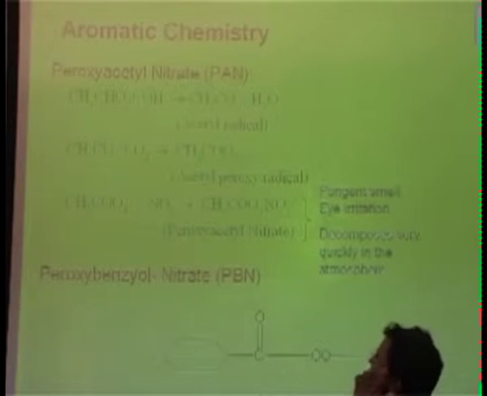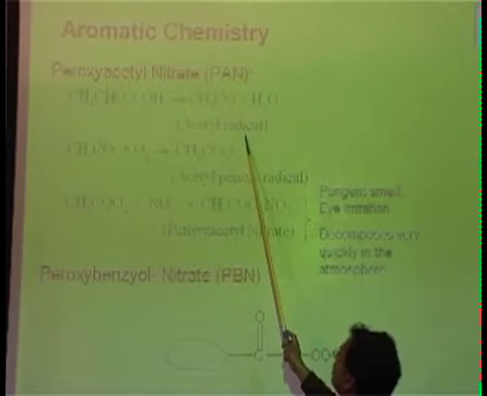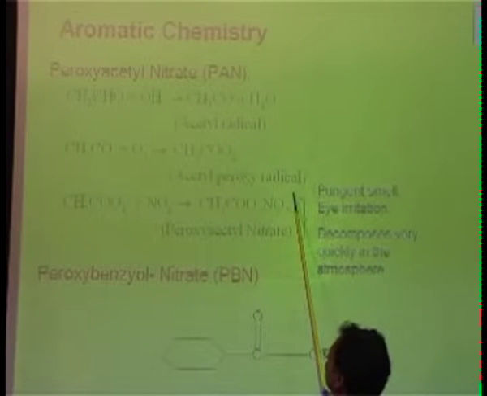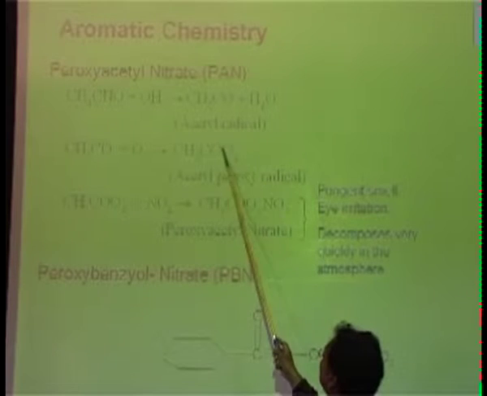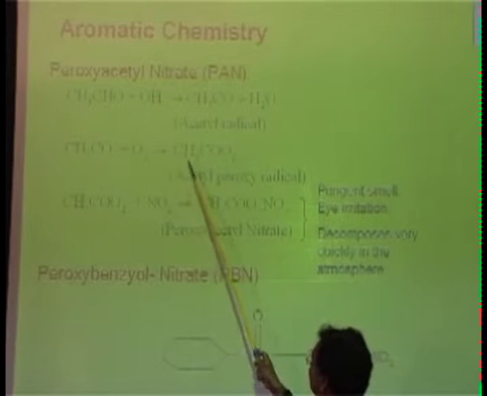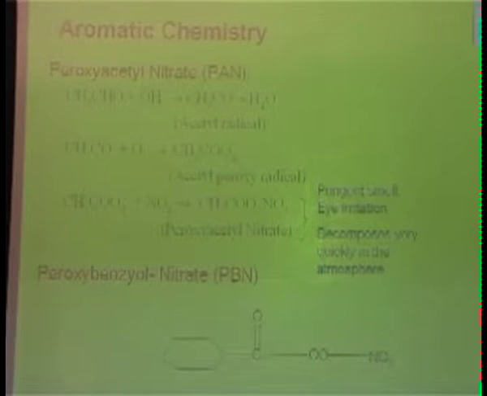Whatever aldehydes you can think of react with OH radical, then it forms the acetyl radical, but this acetyl radical can react with the oxygen and form the acetyl peroxy radical. This acetyl peroxy radical can react with NO2, and this particular thing can combine NO2 along with this one. So this is a very special reaction, and it forms what we call PAN. When people have measured PAN in the atmosphere, it has a pungent smell, is an eye irritant, and makes you very uncomfortable, although it decomposes very quickly.